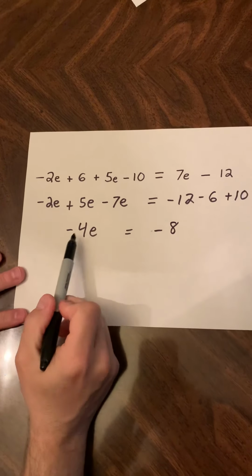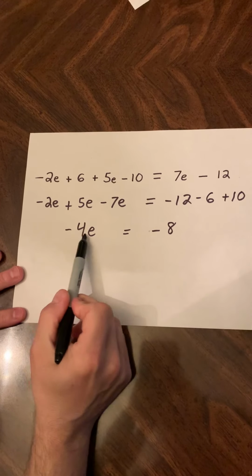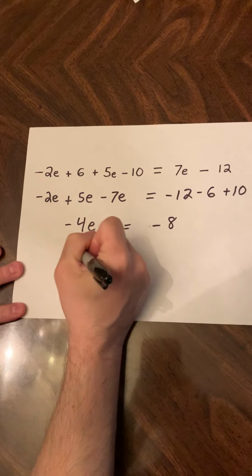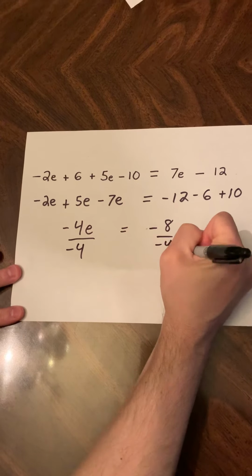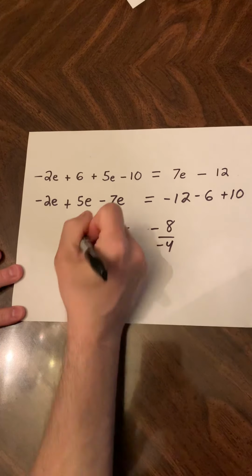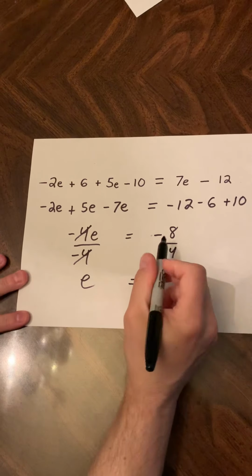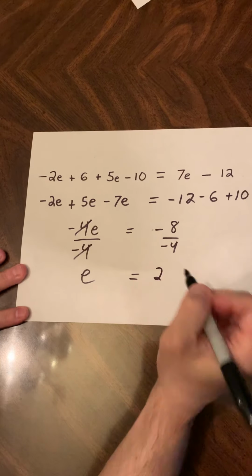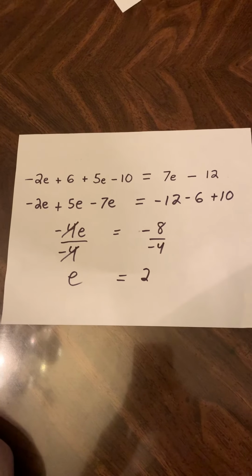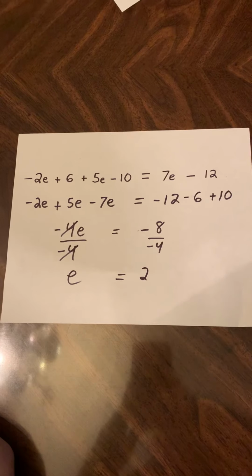Since I don't have 1e, I've got one more step. I want to get a 1 here, so I have to divide both sides by negative 4. After my negative 4's cancel, we get e equals, and a negative divided by a negative is a positive 2. So that's how we handle variables on both sides. I hope that helped.